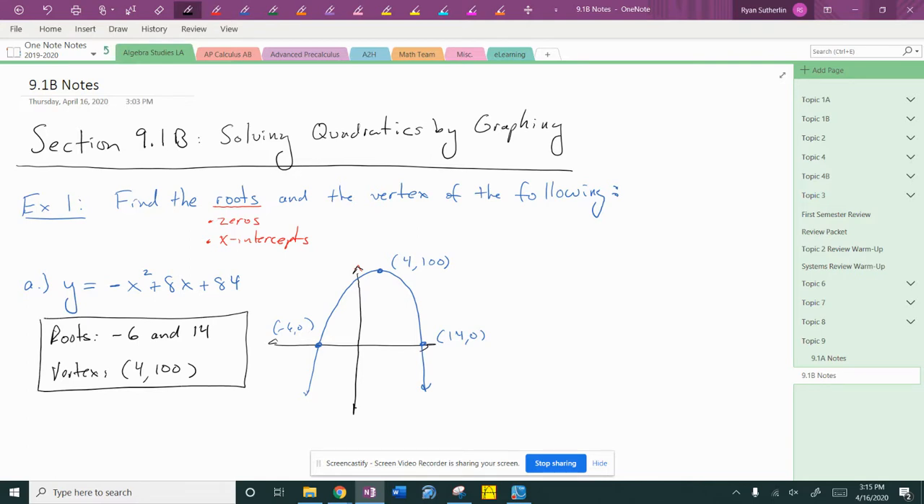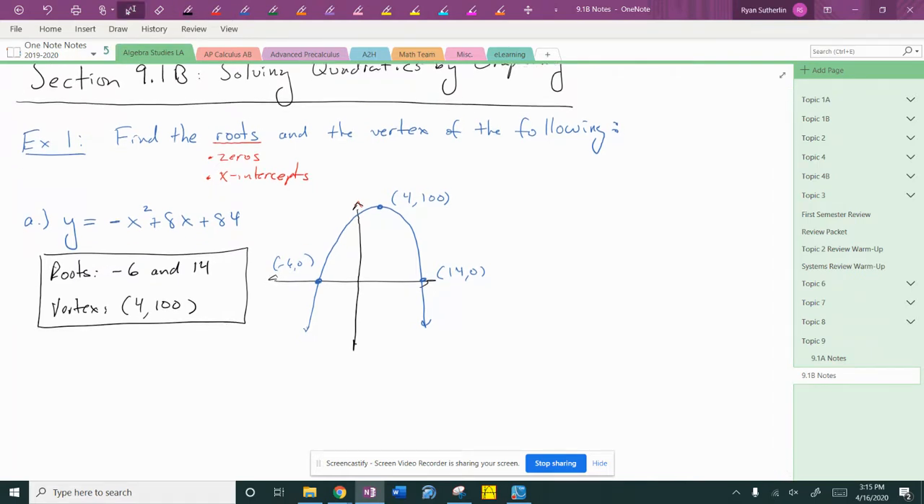So just a little bit different from yesterday. You have to expand the window a little bit, and we're also going to work on practicing finding the vertex because we're going to do that a lot in some applications coming up. So why don't you try this problem next.